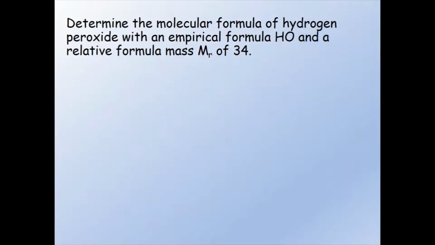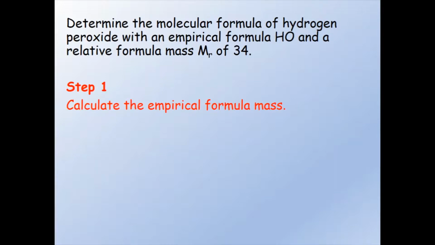Let us look at a second example. Determine the molecular formula of hydrogen peroxide with an empirical formula HO and a relative formula mass Mr of 35. You can now grab a piece of paper, pause the video, and have a go at determining the molecular formula for hydrogen peroxide yourself.